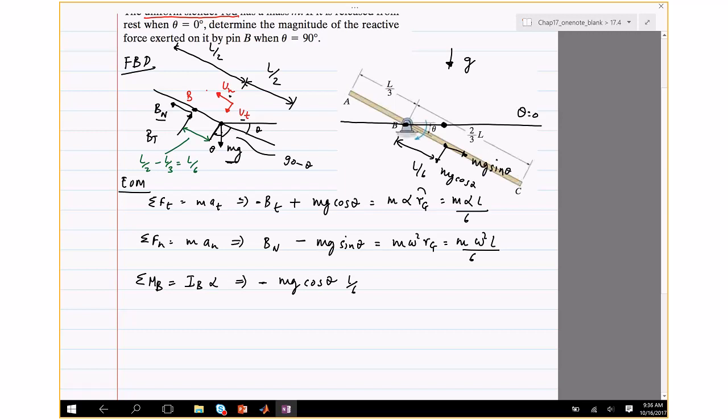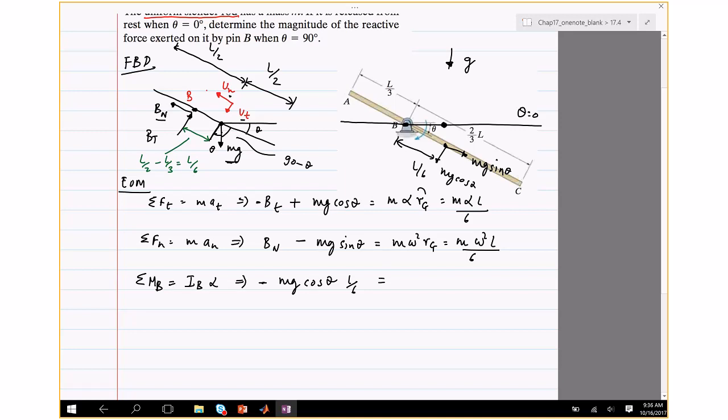So mg sine theta passes through B, right? The line of action of mg is through B, so the moment arm is actually 0. So there's no contribution due to mg sine theta. The only contribution is mg cosine theta. That is equal to I about B.